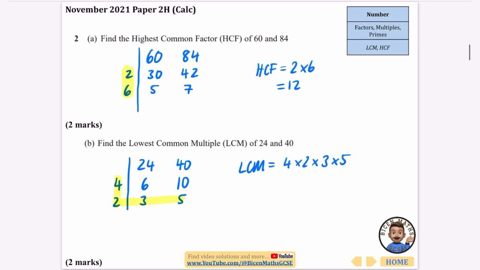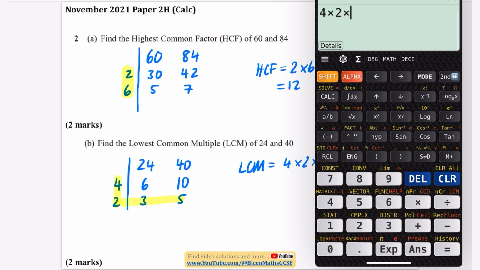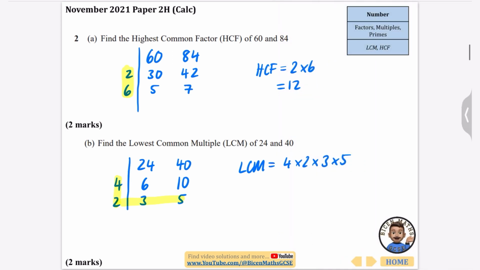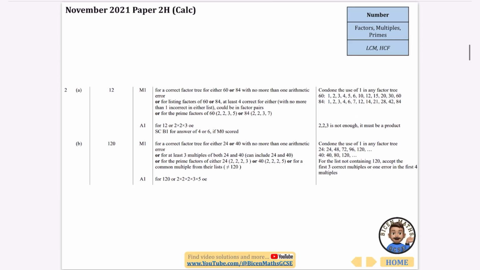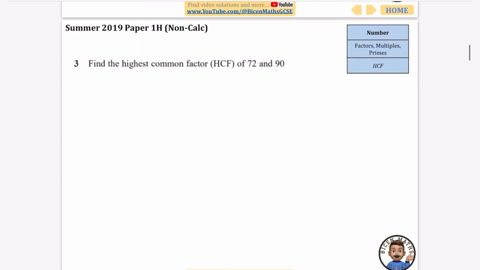And it's with a calculator, so I'm going to be very lazy. I'm going to do 4 times 2 times 3 times 5. And we get that the lowest common multiple is 120. So let's see if we got that right. 12 and 120. Perfect.